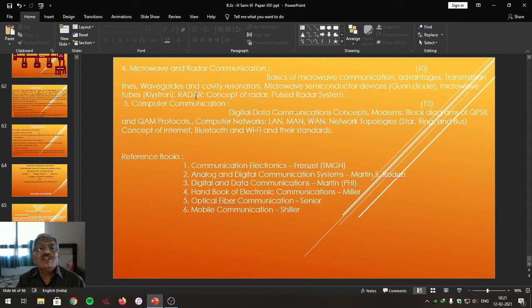After that, we are going to study the meaning of radar, its block diagram, its principle of operation, how it operates, how the range of the target is going to be measured and the target is going to be located in a space. That is concept of radar. And then we are going to study one of the type of the radar system in the form of the block diagram, and that is known as pulsed radar system. The time periods required for that will be of 10 periods.